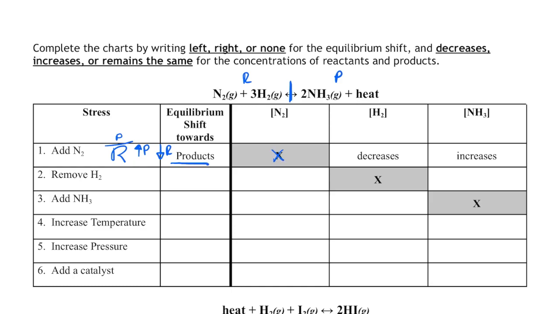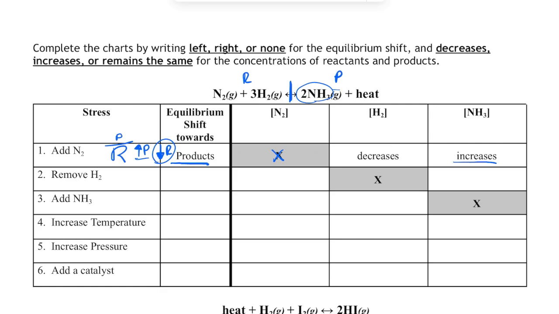N2 has no change. H2 is in the reactants. The reactants are decreasing. NH3 is in the products. So you are increasing, right? The products are increasing.